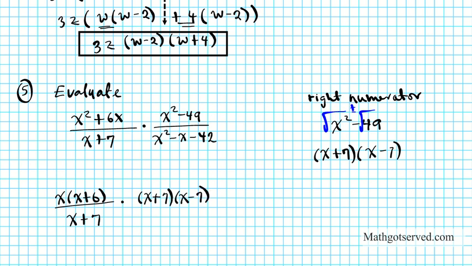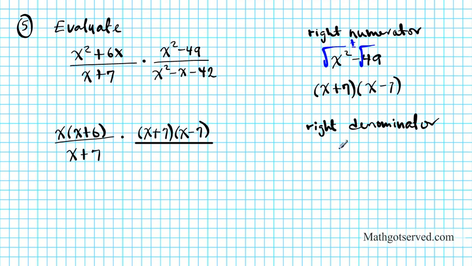Now let's go ahead and factor the denominator on the right. Okay, so right denominator. If you take a look at the right denominator, you notice that this is a quadratic trinomial. So we need to factor this using the x game. Okay, so we have the quadratic trinomial x squared minus x minus 42.